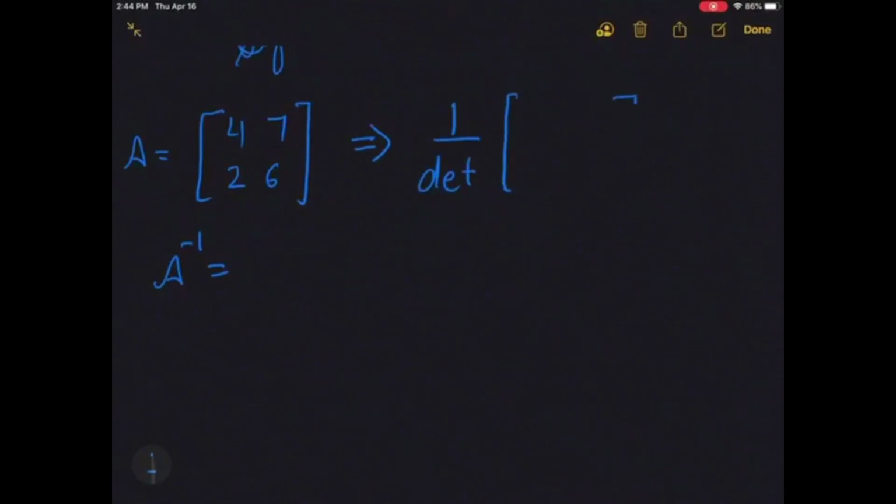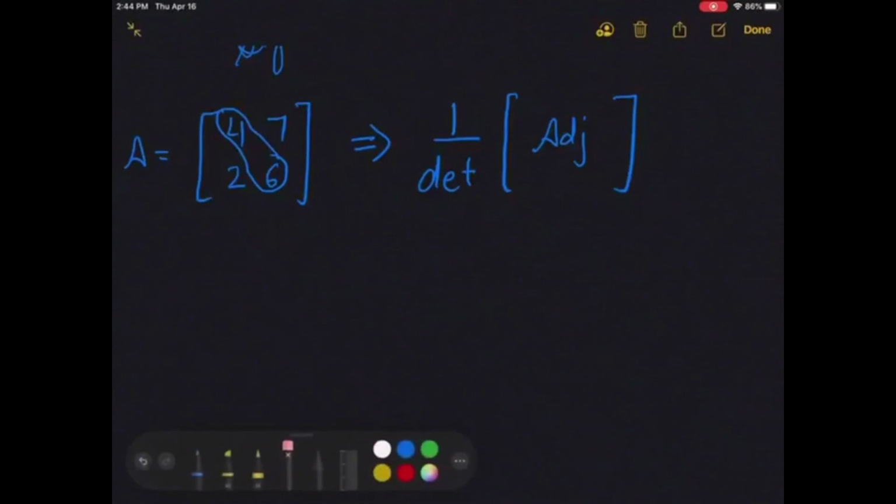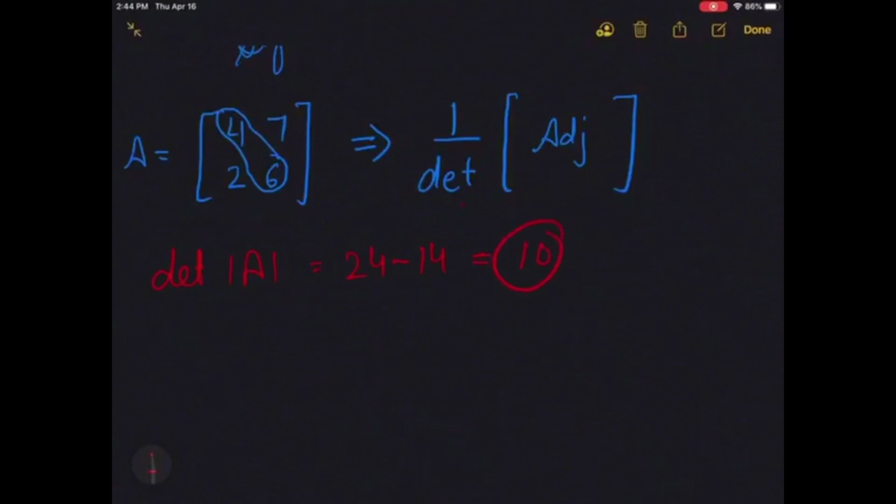I have 4, 7, 2, 6. This is my original matrix and I'm trying to find its inverse. In order to find the inverse, you need 1 over the determinant and then the adjoint matrix. Let's figure out the determinant first. For a 2 by 2, we just take the diagonals. The determinant of this matrix A is 4 times 6, 24, minus 2 times 7, 14, so the determinant is 10. I'm done with this part.